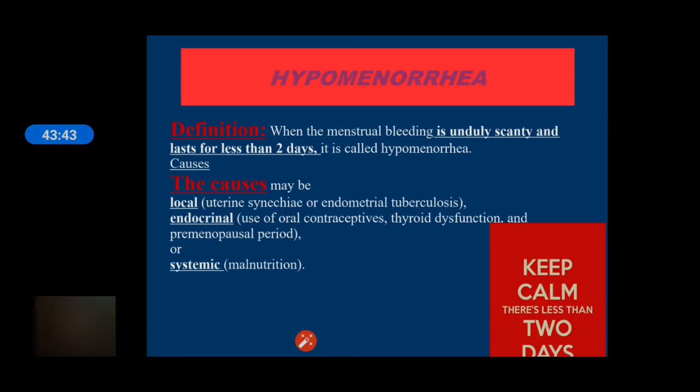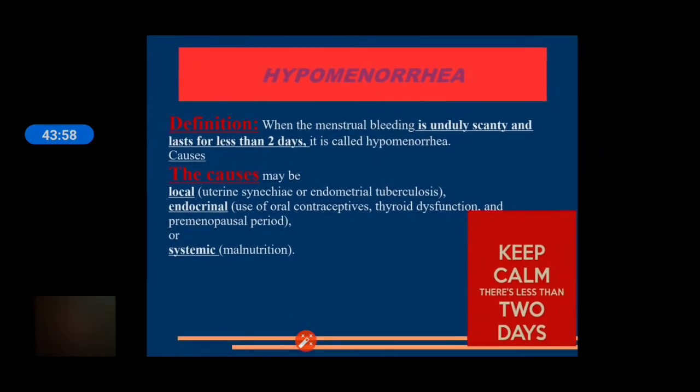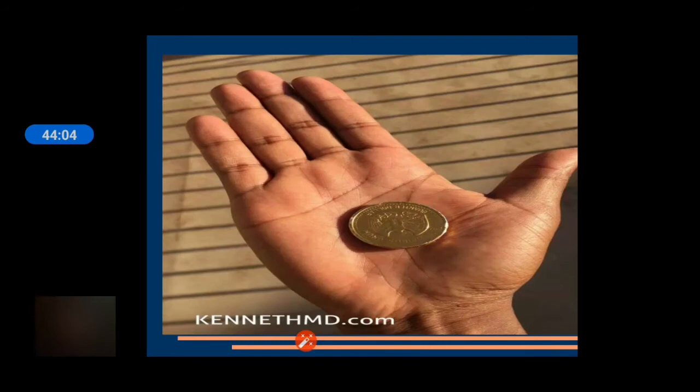But other than that, you have to rule out local causes like any adhesions present inside the uterus, or any tubercular infection she had suffered before, or endocrinal causes like use of oral contraceptives, thyroid dysfunction, etc. These things can lead to hypomenorrhea. So hypomenorrhea is unduly scanty bleeding which lasts for less than 2 days.